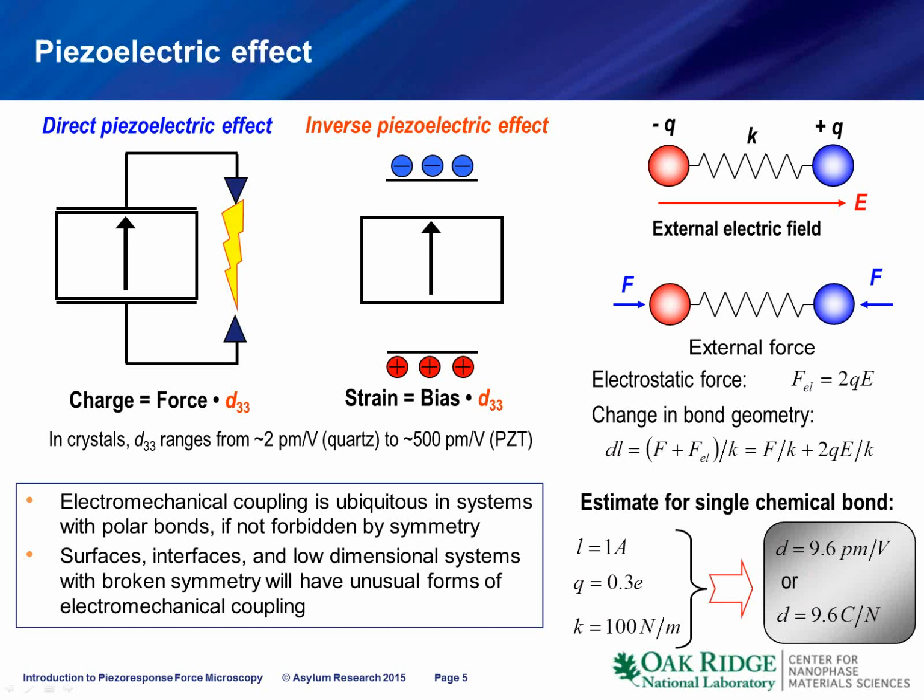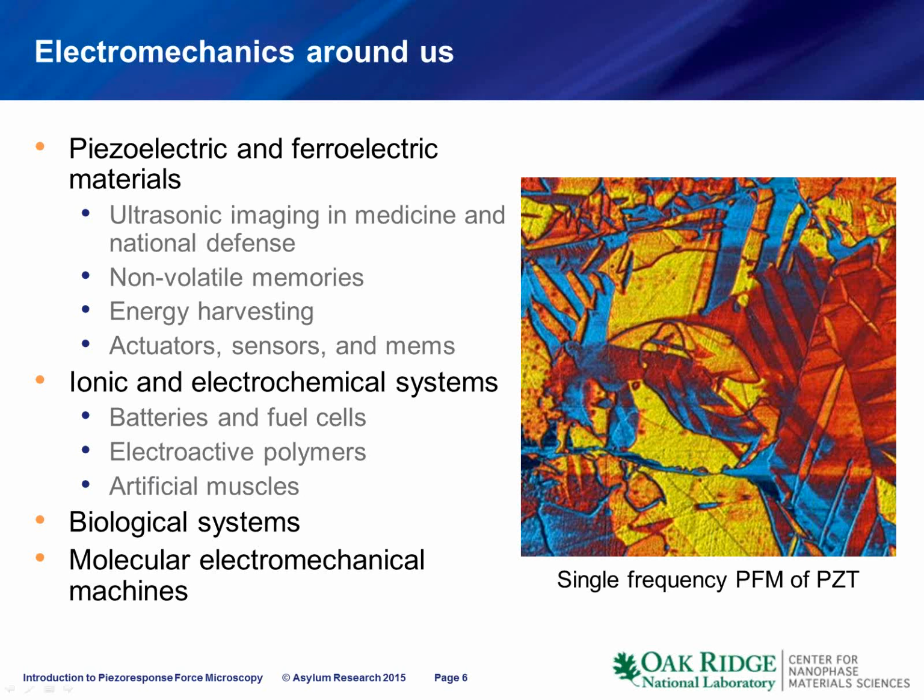So in other words, this electromechanical coupling is ubiquitous in systems with polar bonds, if not forbidden by symmetry. So if positive and negative molecules compensate each other, then naturally the overall response is zero. And secondly, even if the bulk response is zero, then surfaces, interfaces, and low-dimensional systems with the broken symmetry are likely to have the unusual forms of electromechanical coupling. And this is what we are interested in. So, how universal is the electromechanical coupling in materials around us?